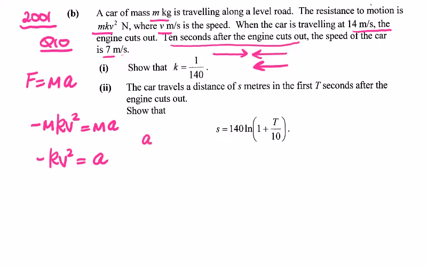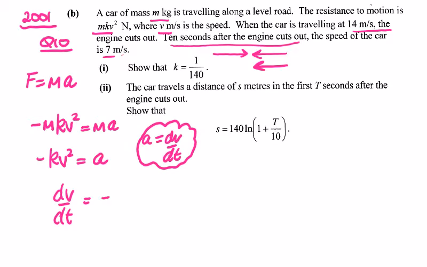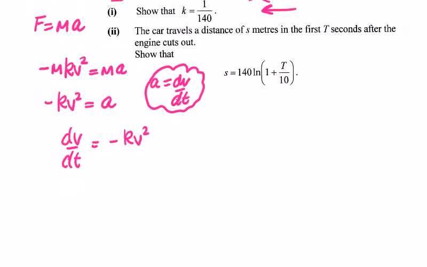So a is equal to dv/dt. If you do not know that, you're not watching this video. So dv/dt is equal to minus kv squared. We're trying to solve for k here in part 1.